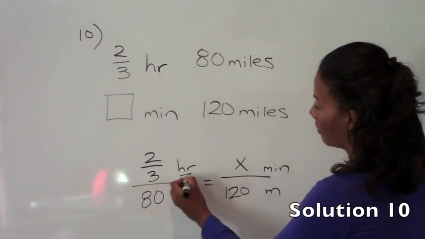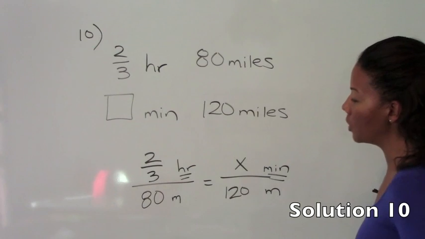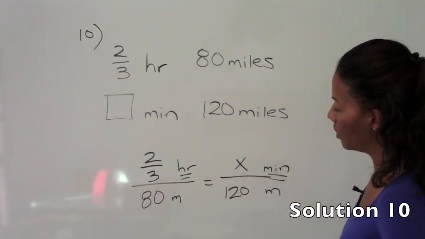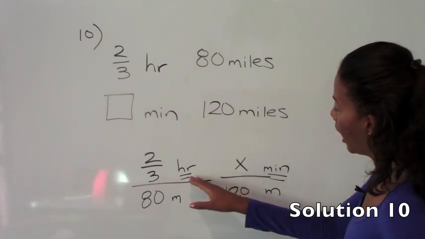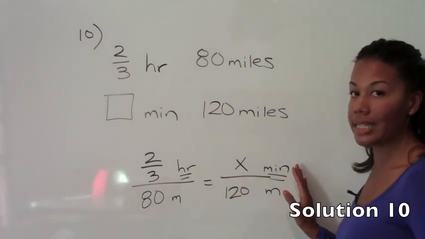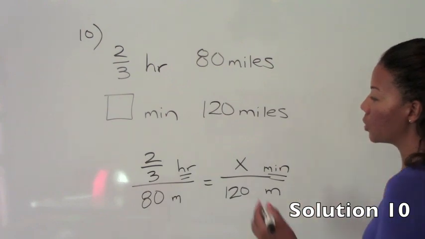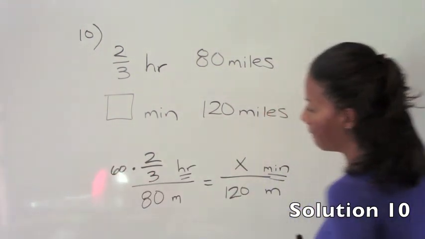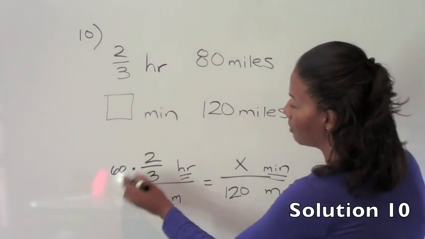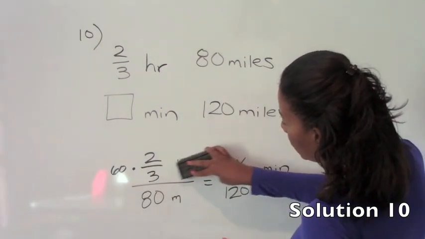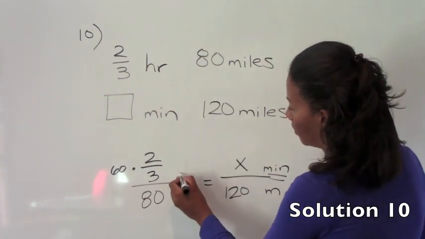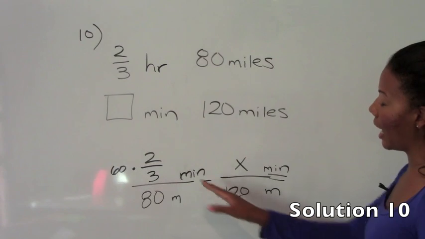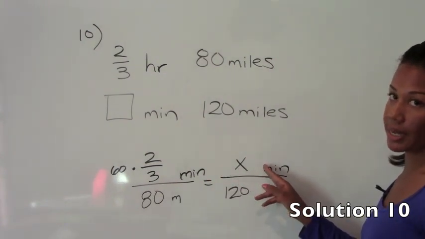Okay, again, we have two different units here. So we can change our hours into minutes or our minutes into hours. Okay, if we want to change our hours into minutes, remember there are 60 minutes in 1 hour. So we simply multiply this side by 60. Okay, once we multiply this side by 60, we are now in minutes. If we wanted to turn these minutes into hours, we would divide this side by 60.